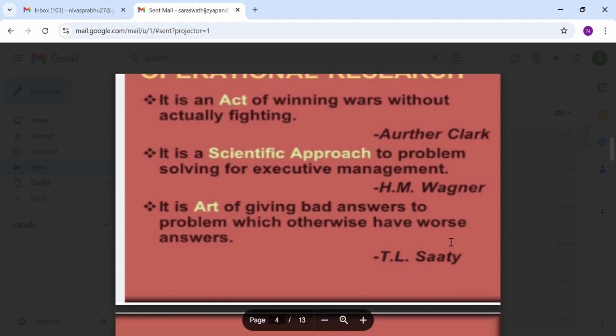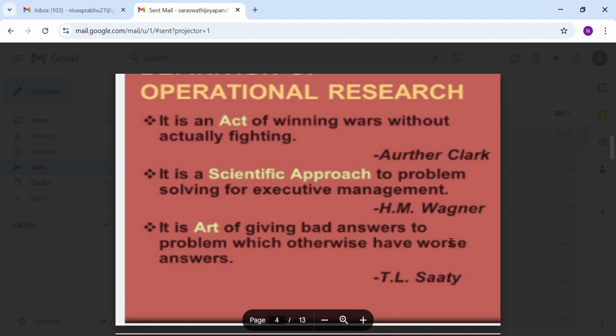Definitions of operation research. The first one is, it is an act of winning wars without actually fighting. The second most important definition is, it is the art of giving bad answers to problems which otherwise have worse answers.